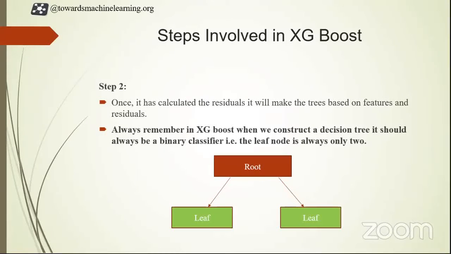Then in step 2, once you have calculated the residuals, you will make a tree based on these features and residuals. One thing you have to remember is that in XGBoost, whenever you are constructing a decision tree, it should always be a binary classifier. By binary classifier, I mean it should always have only two leaf nodes. The levels can be any, you can take any level, but there should only be two leaf nodes. This is what I mean by binary classifier.